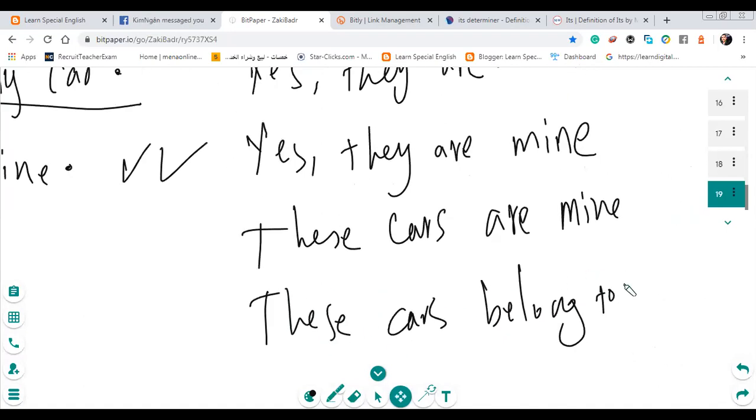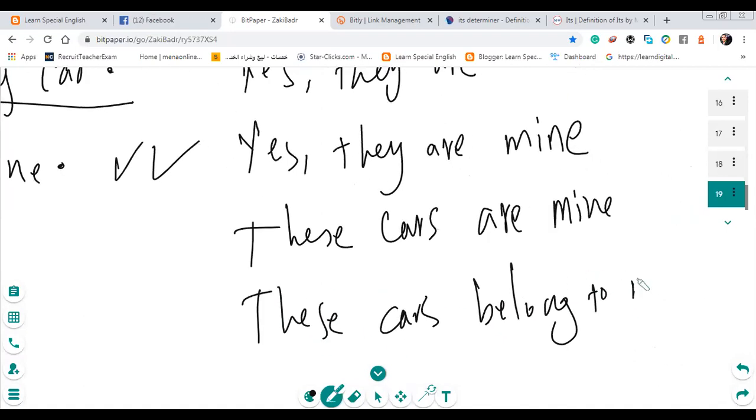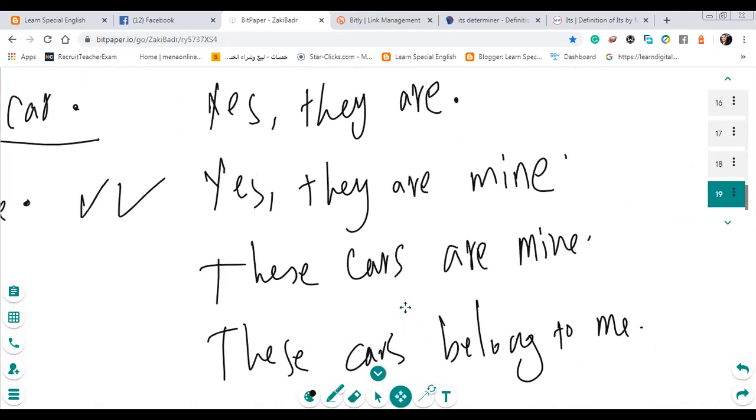Which one of these sentences is correct? I want to add this person.